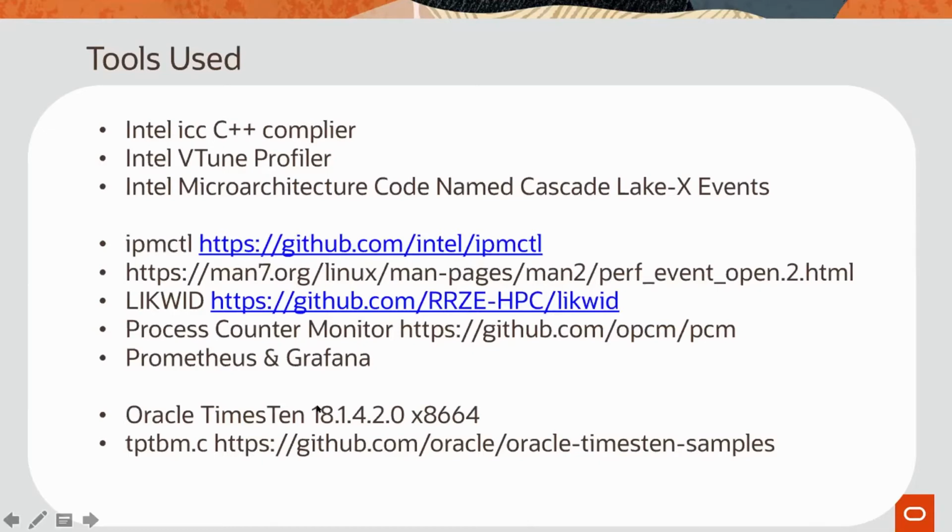We're using the latest and greatest version of the TimesTen in-memory database, and we're going to be doing some benchmarks. It just happens to be a C program. The source code is available on GitHub, so there are no hidden surprises.